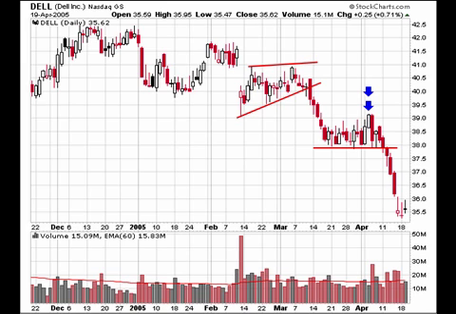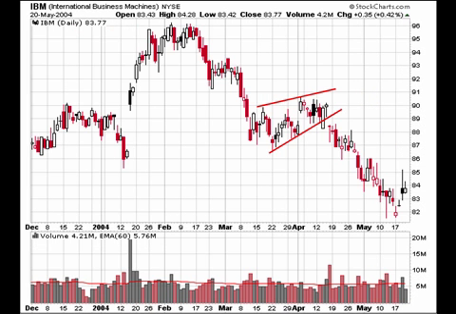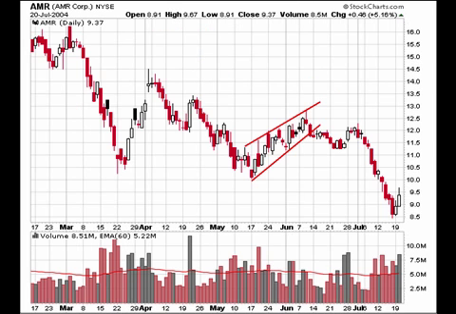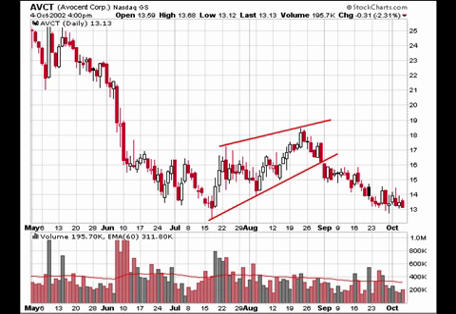We find it helpful to look at successful pattern formations to train our eyes. IBM was steadily trending down before pausing in a bear wedge and then continuing its drop. AMR was moving down when it squeezed into a rising wedge pattern which eventually resolved down. And here's AVCT. The stock got cut in half before moving into a bearish wedge and then continuing down to the lows of the pattern.